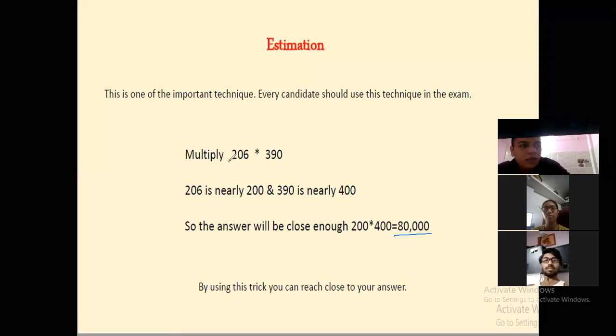See, multiplication of two numbers by using estimation. Instead of multiplying 206 into 390, what we have done, we have considered 206 as 200, 390 as 400. Why 400? Because 390 is close to 400. And we have just multiplied 2 into 4, that is 8. And remaining here 2 zeros and here 2 zeros, here we are getting 4 zeros. So the answer is 80,000.